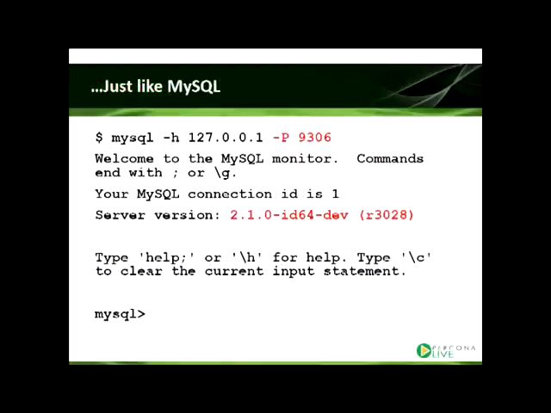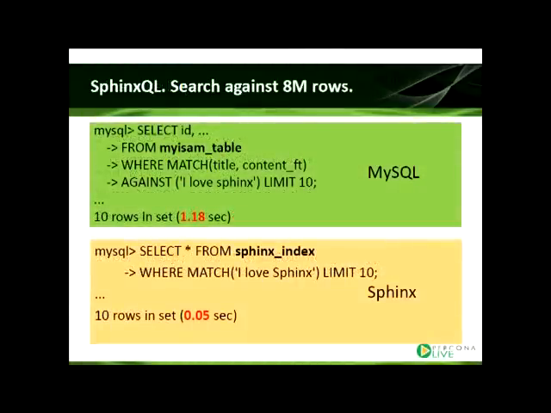So that's how it looks from the command line side. You just fire up the MySQL client, and it connects to Sphinx. Just notice the server version is not MySQL, it's a Sphinx one. And the difference is it's real data, it's not made up. It's full text search on the MySQL side and on the Sphinx side, so you can see the difference. I think it's 8 million rows, so it's not that big data. It's just a tiny amount of articles that need to be searched, and it's already that huge a performance difference. That's why I love Sphinx.